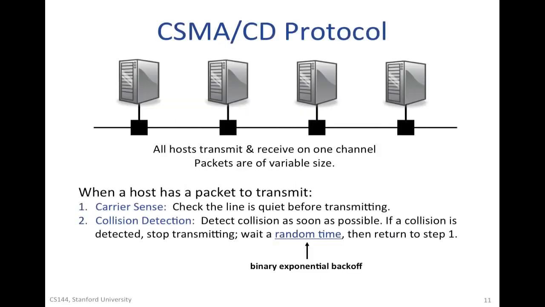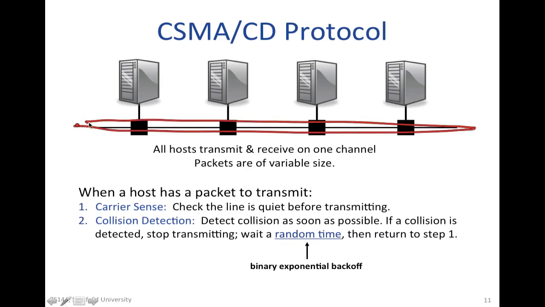This leads us then naturally from that simple Aloha mechanism to the very widely used CSMA/CD protocol. And this is how it works. So this is what was used for the original 10 megabit per second Ethernet. So all hosts can transmit and receive on the one channel, which is this wire here. This is the shared medium. Packets are a variable size, of course. When a host has a packet to transmit, first of all it does carrier sense. So that's the CS of CSMA/CD. It checks that the line is quiet before transmitting, so it listens.